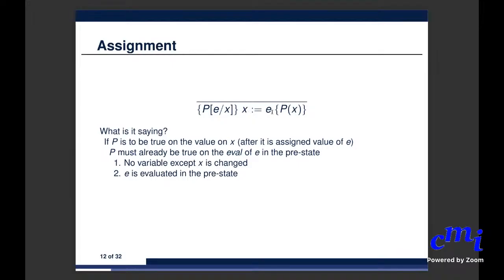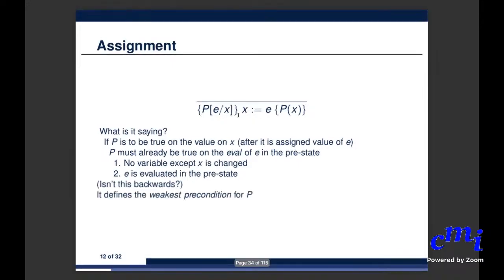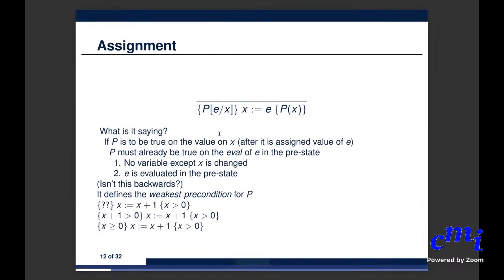And so that's why it is indeed defined in a backward fashion, and it defines the weakest precondition for P. So as you can see, this is precisely defining the effect of an assignment statement, while also giving a way of constructing the weakest precondition, which is the stepping stone for constructing bigger proofs, as we saw. Okay, so here are some examples.